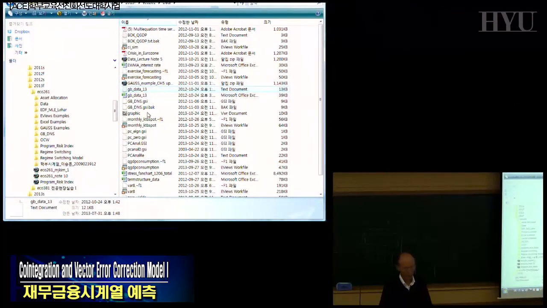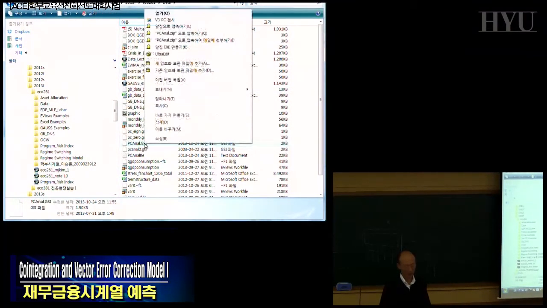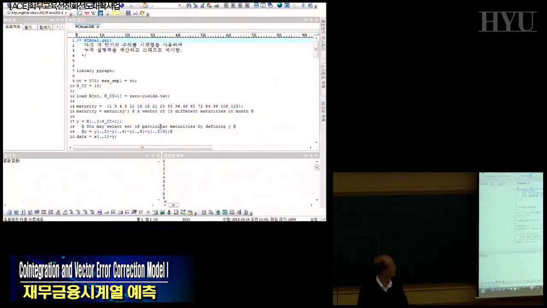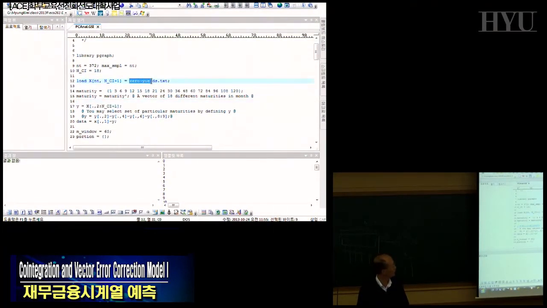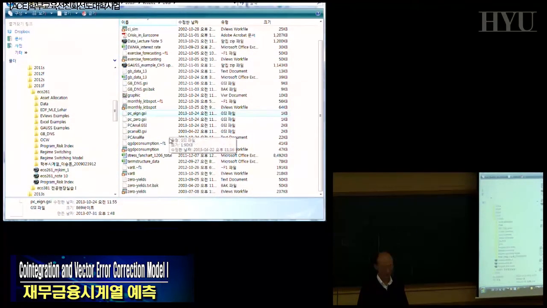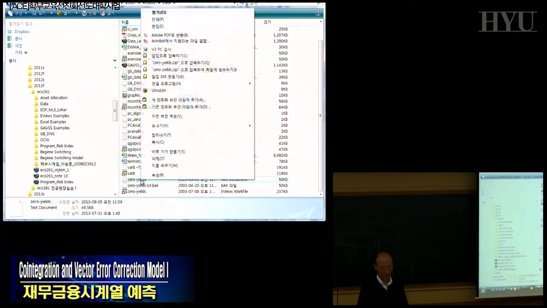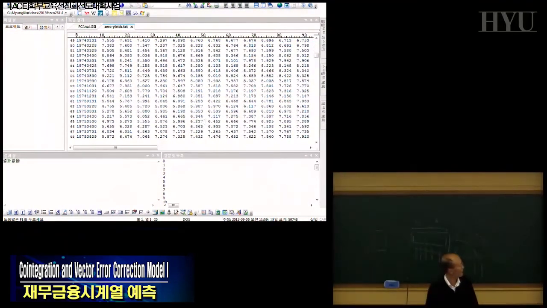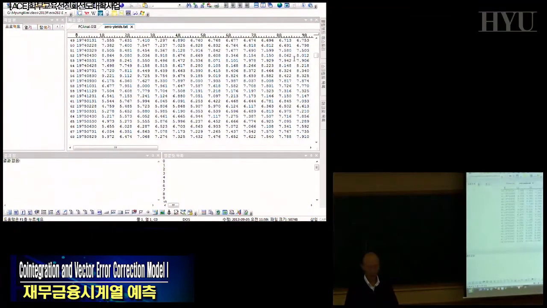And then this is the program, right? This is the program. Currently it uses zero yields, as I showed you, the zero yield text. The same format, right? Same format. 300 and something, 83 observations.